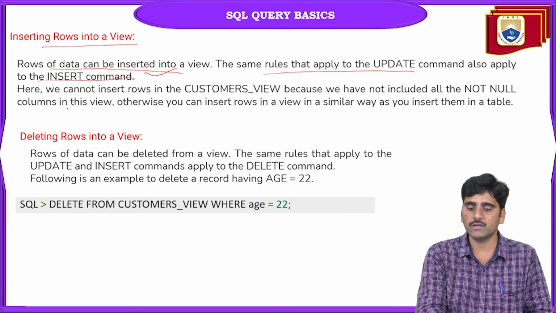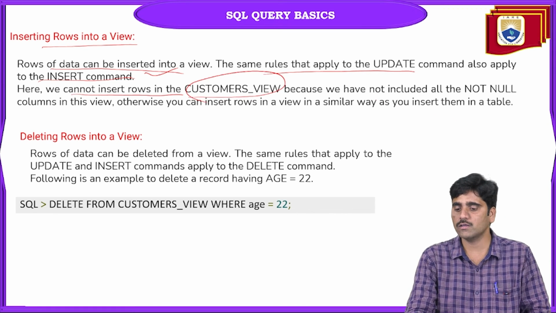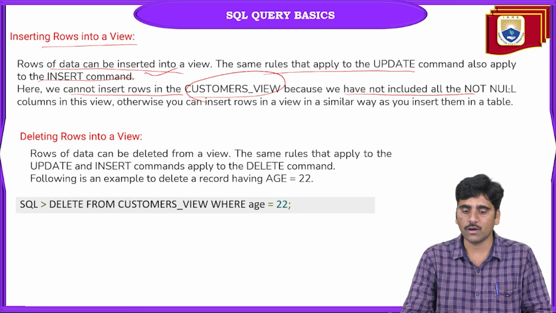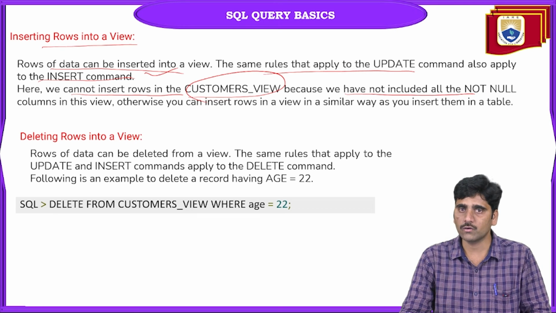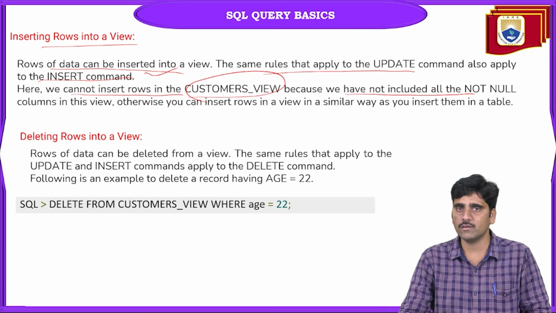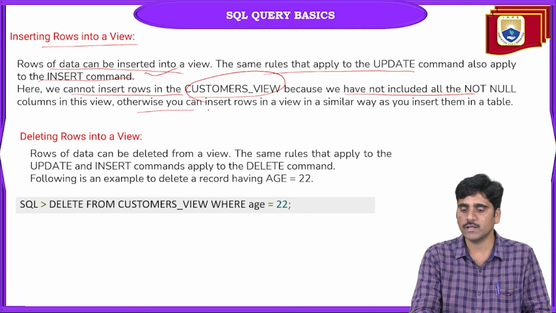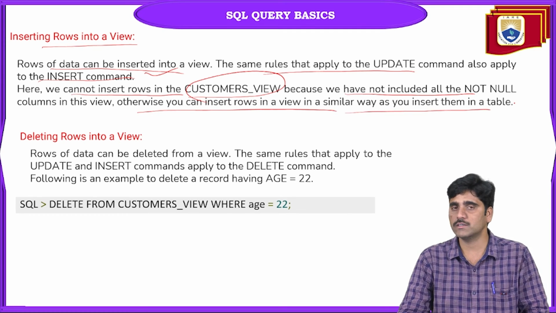Here we cannot insert rows in the customers view because we have not included all the not null columns in the view. We have taken only two columns, name and age. If you take all the columns from the base table, then you can insert all the values. But now we have taken only two, name and age, so we cannot insert rows in the customers view. Otherwise, you can insert rows into a view in similar ways as you can insert them into a table.